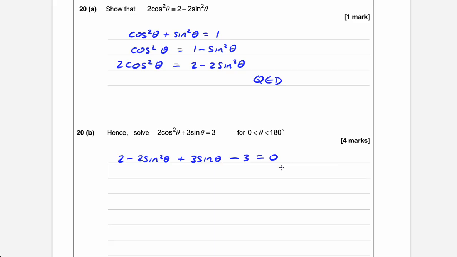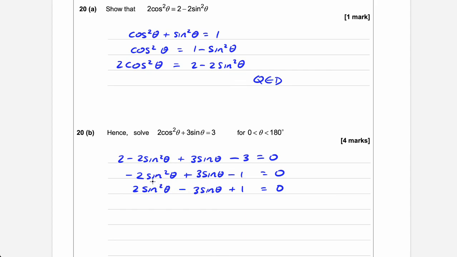Okay, now we have what I like to call a quadratic in disguise. So this is going to be minus 2 sine squared theta plus 3 sine theta. Minus 3 plus 2 is minus 1 equals 0. I'm going to change all the signs, I prefer working with a positive x squared term. So it's 2 sine squared theta minus, sorry, I did not write sine properly there, so minus 3 sine theta plus 1 equals 0.